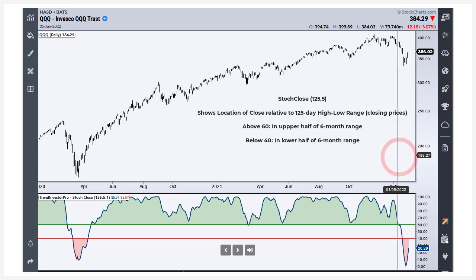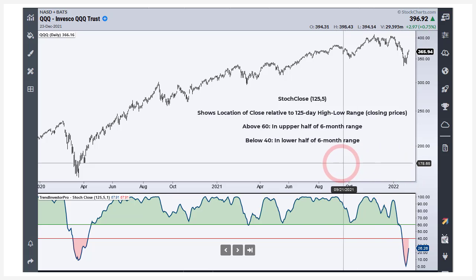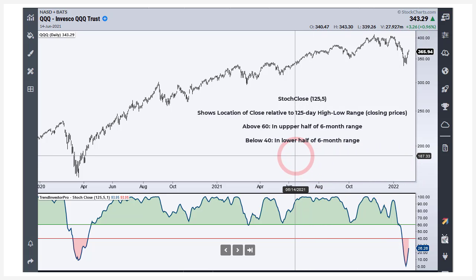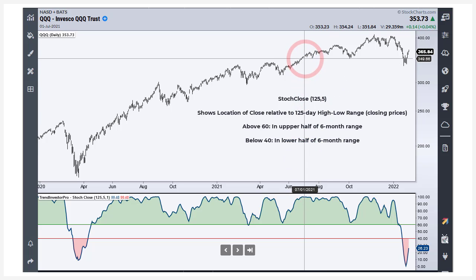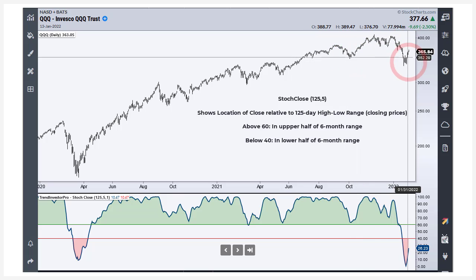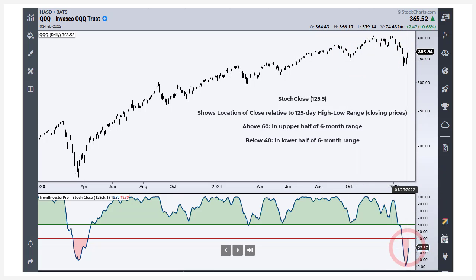So basically we have a 6-month range. So if we go back, 6 months is going to be right around early July, right here. So if you look at the range here since early July, we're in the lower part of that range. And when StochClose goes below 40, that means you're clearly in the lower half of your 6-month range. And that's more a sign of weakness than strength.